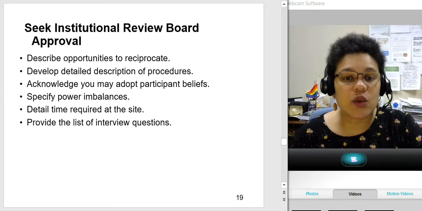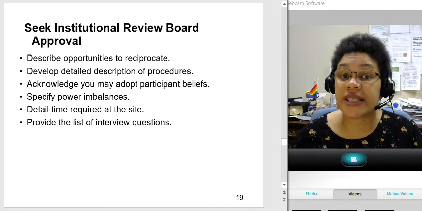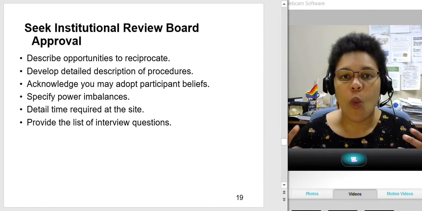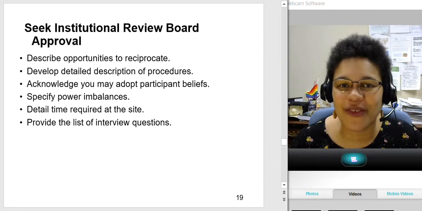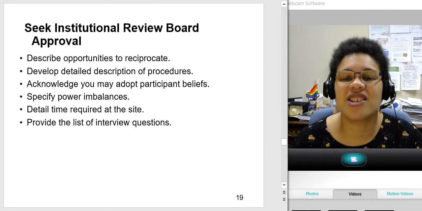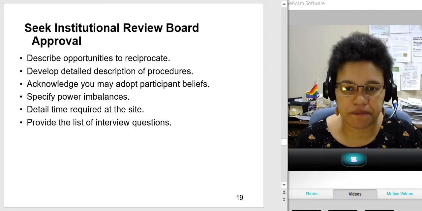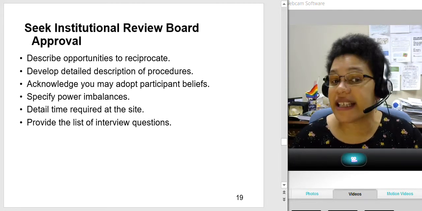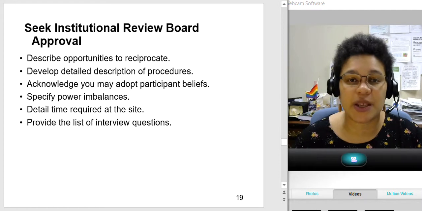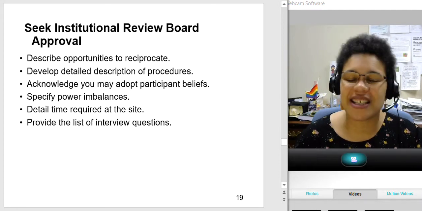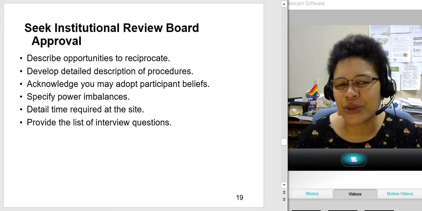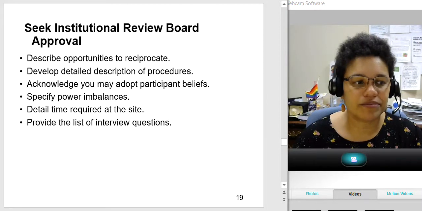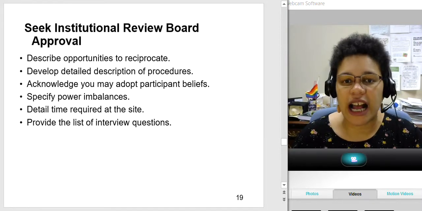We might be describing opportunities to reciprocate. What are our participants going to get out of participating? Okay. Is there something that they're going to get back? And in addition, we'll have detailed descriptions of the procedures, and we may acknowledge that we may adopt participant beliefs. That's not something you have to do. It's kind of more understood, but it's important from an anthropological standpoint.